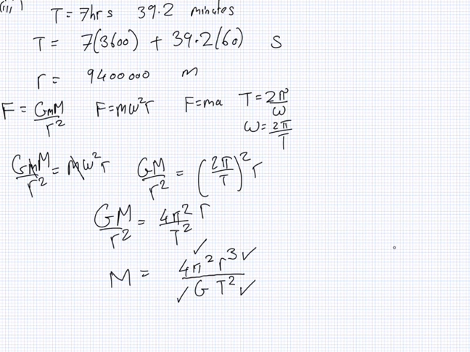How many zeros are in my radius? Maybe I have too many. How many zeros are in my radius? 5. Now it's 5. 1, 2, 3, 4, 5. And the G is 6.67 times 10 to the minus 11. And the time is. Okay, so it is 10 to the 23 then.